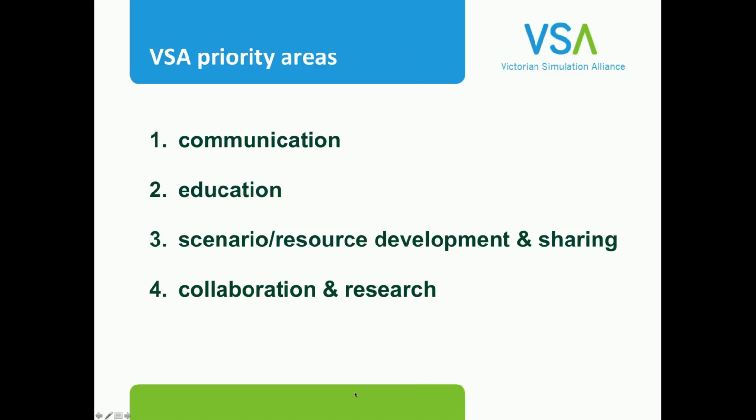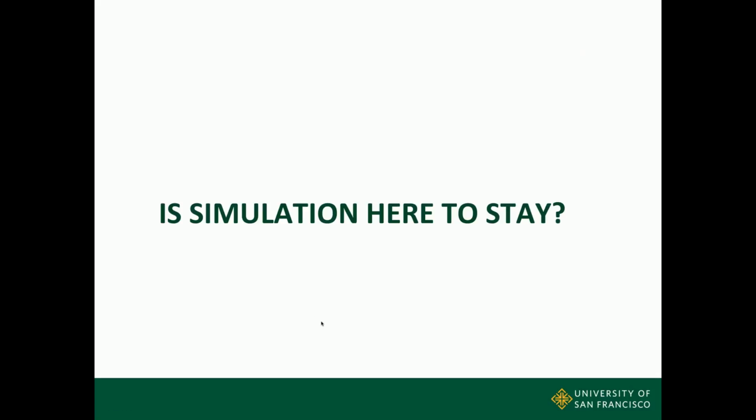Four areas are priorities: communication, education, scenario research development, and collaboration and research. That's an example of four or five alliances in the country. Many of them are grassroots. They came together and then evolved from there.